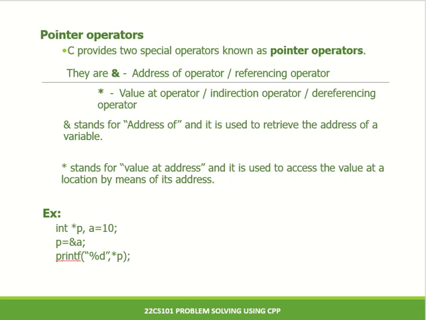Similarly, asterisk is used for value at address, and it is used to access the value at a location by means of its address. Here we can see one example: int *p, then a equals 10. Now we are assigning the address of a to p, p = &a. Now if I print the value of p, I will get the address of a.